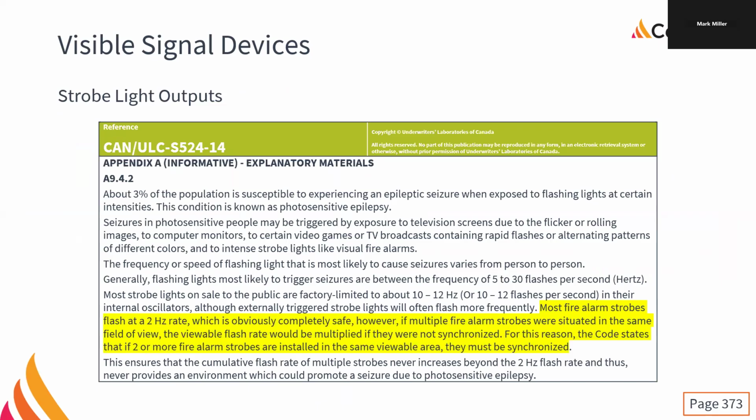So the strobes, and this is out of Appendix A, informative, right? Just more information of CSAS 524. Most fire alarm strobes flash at a 2 hertz rate, that's 2 per second, which is completely safe. But like I mentioned, if they're in the same area and they're not synchronized, that frequency is going to multiply. So we have to synchronize them, right?